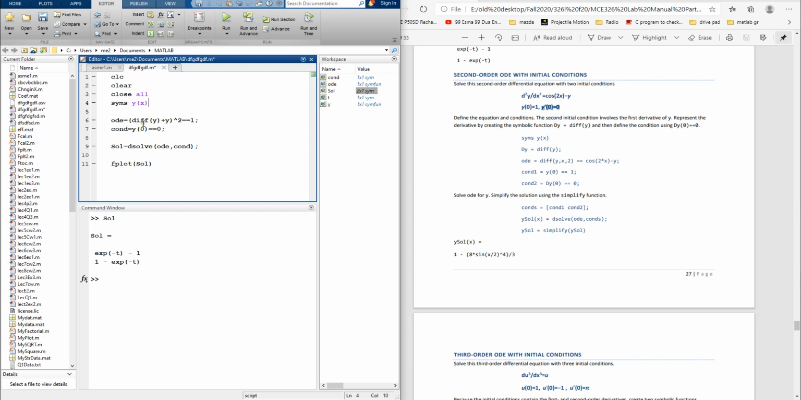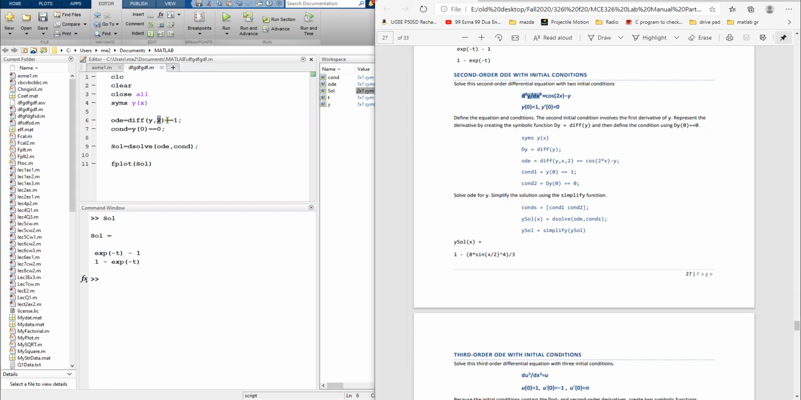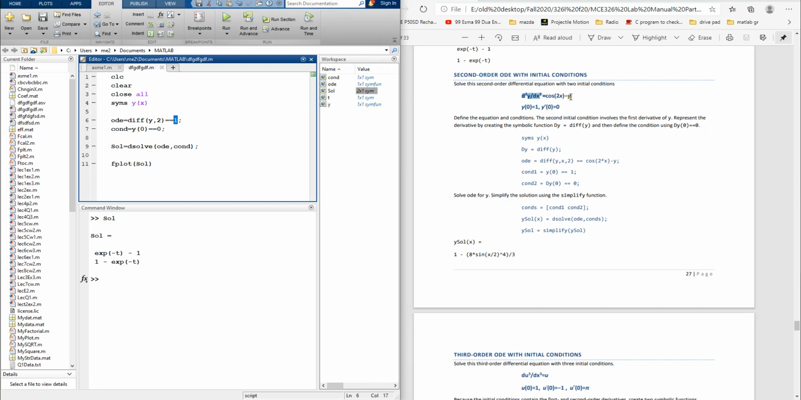Next step, the ODE equal the derivative of y, comma 2. And remove this one because I don't have it here. So the second derivative of y for x. Okay. Remove this bracket also. So diff of y, second derivative. This is the left side. And at the right here we have cosine 2x minus y. Right here cosine bracket 2 times x, and outside the cosine, minus y.